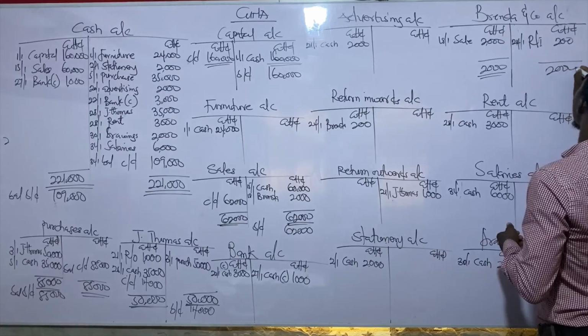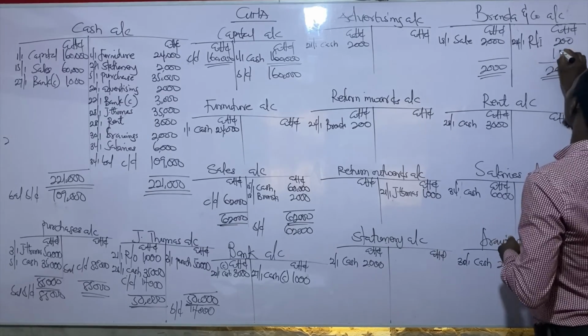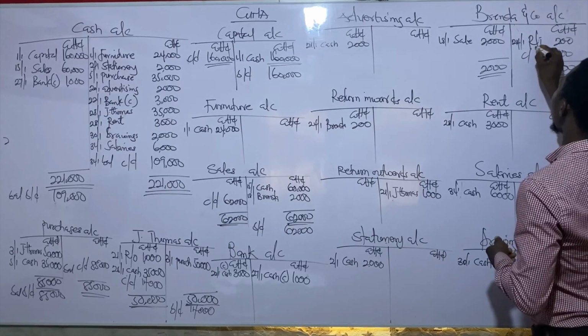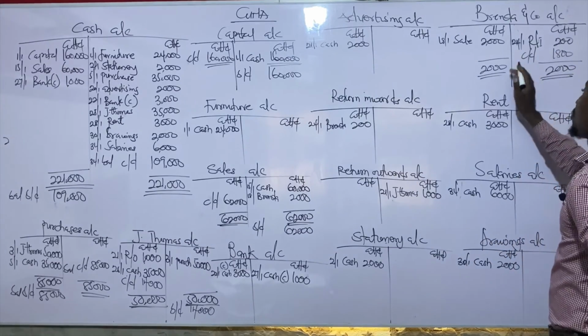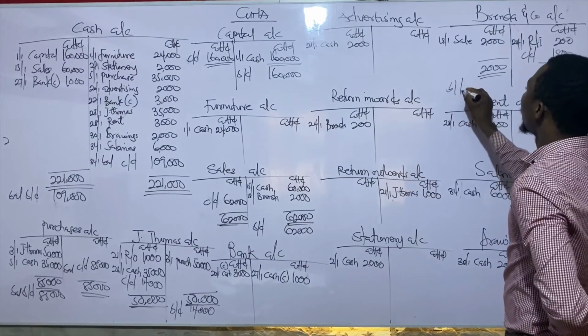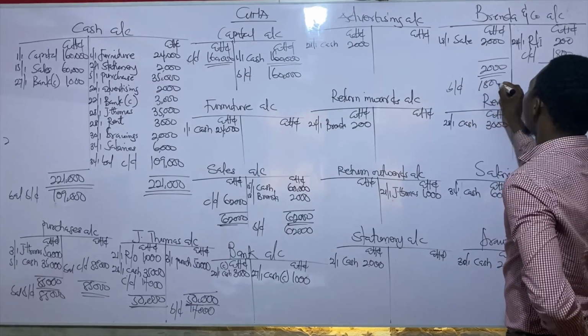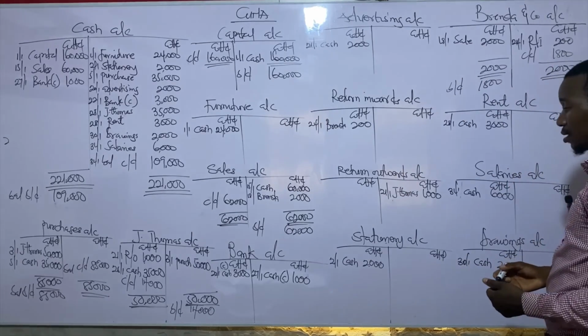So 2,000. The difference will be 1,800. This will be the carry down at the end of the period. That is 31st January. So we have the brought down as 1,800. Is this clear? Good.